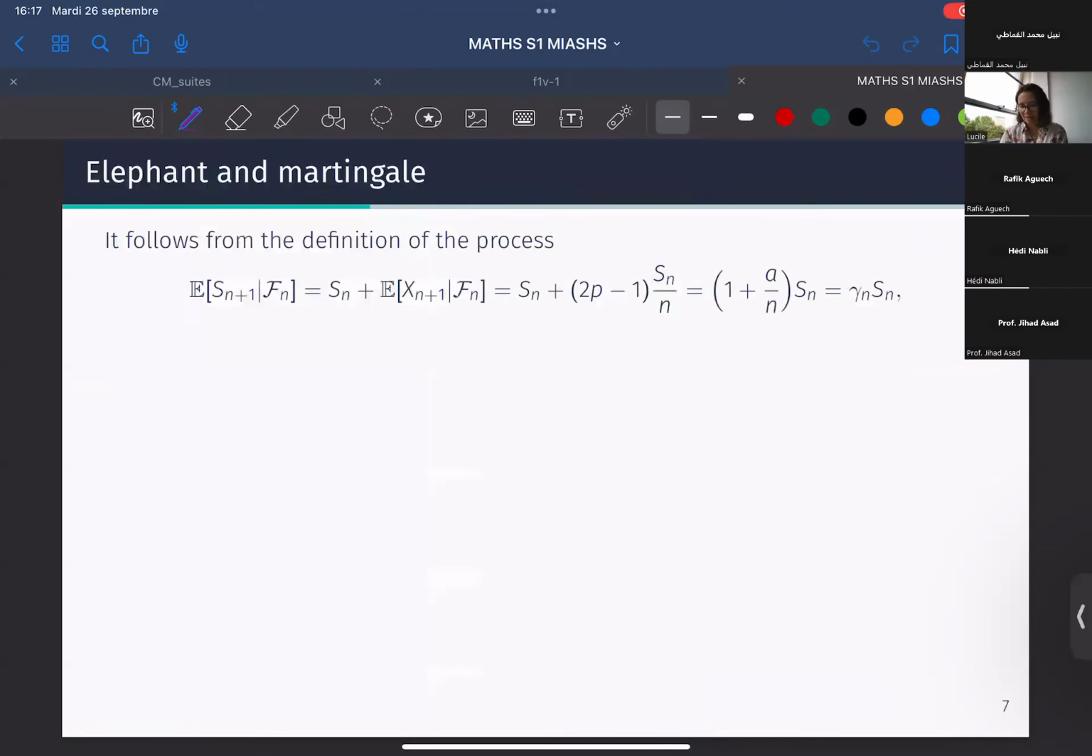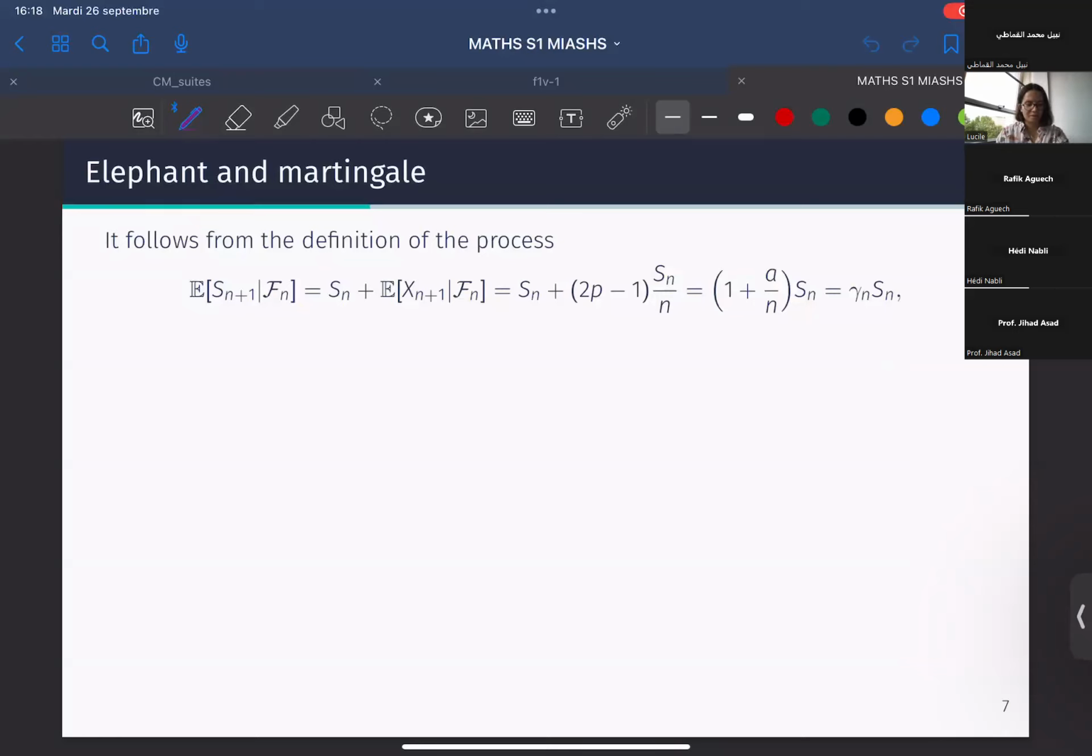As I said earlier, the elephant random walk can be studied using a martingale approach. To do so, the idea is to find a martingale that is related to the position of the elephant random walk at time n. And if this martingale is nice enough, then if you have a result on the martingale, you have a result on the elephant random walk.